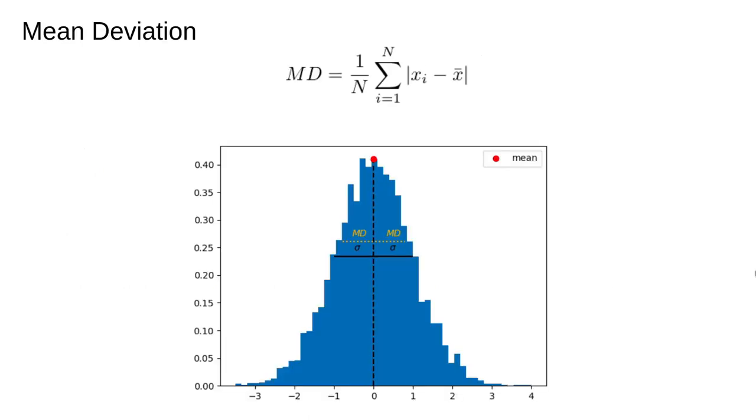Another useful statistic, similar to the standard deviation, but less often used, is the so-called mean deviation. Here, instead of taking the square of the differences, we take the absolute value. The mean deviation is usually slightly smaller and is less affected by outliers than the standard deviation. It's used much less often than standard deviation, again because the standard deviation is much easier to work with mathematically. However, mean deviation is still a good statistic to be aware of.